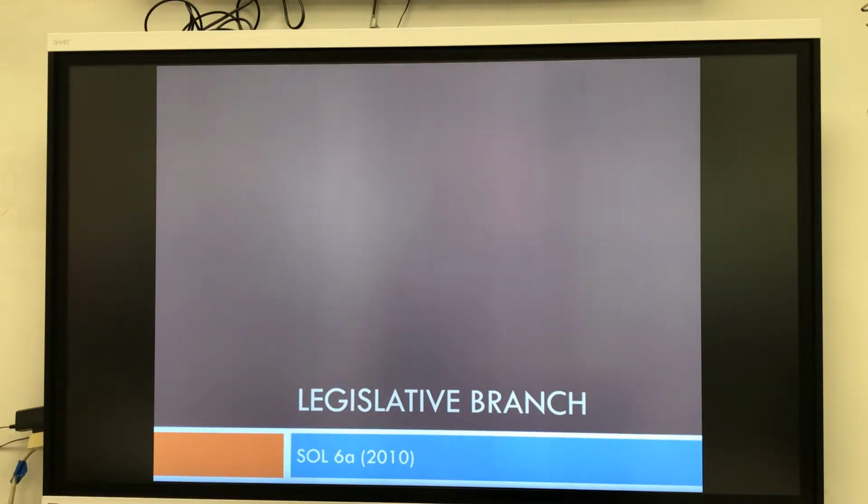We've got three branches of government: legislative, executive, and judicial. And we're going to break these down into three different parts. Now, the way these notes work, they're all part of SOL 6A, but instead of going over all three branches together, we're going to break these down into three different sections of notes, all of which will be in SOL 6A.